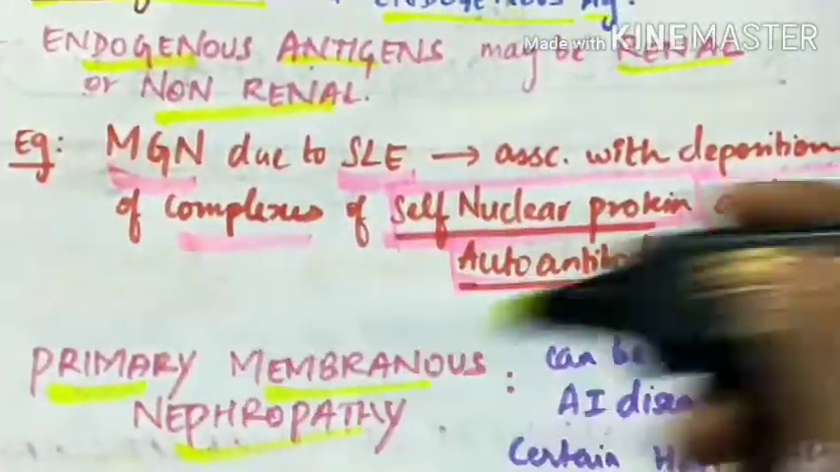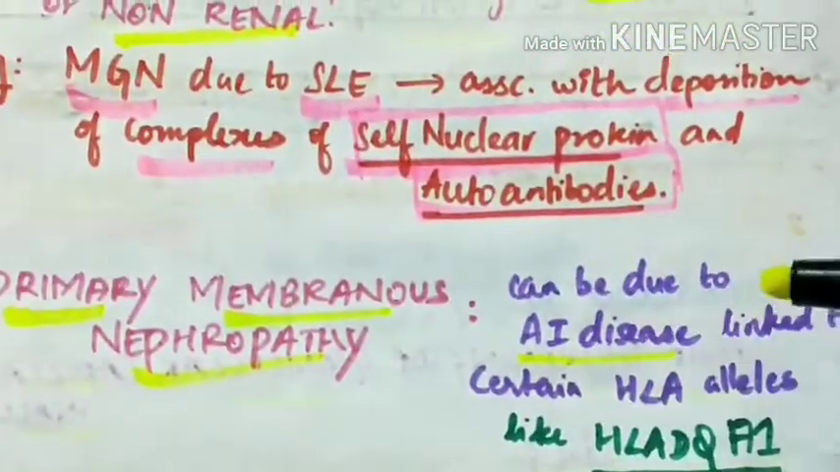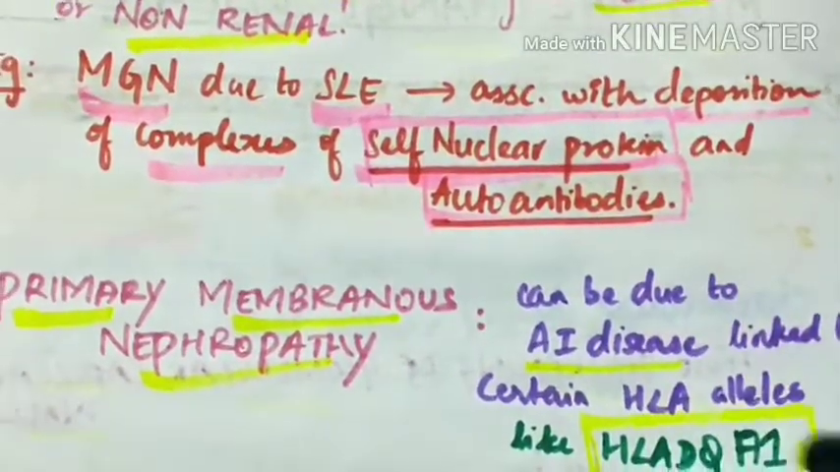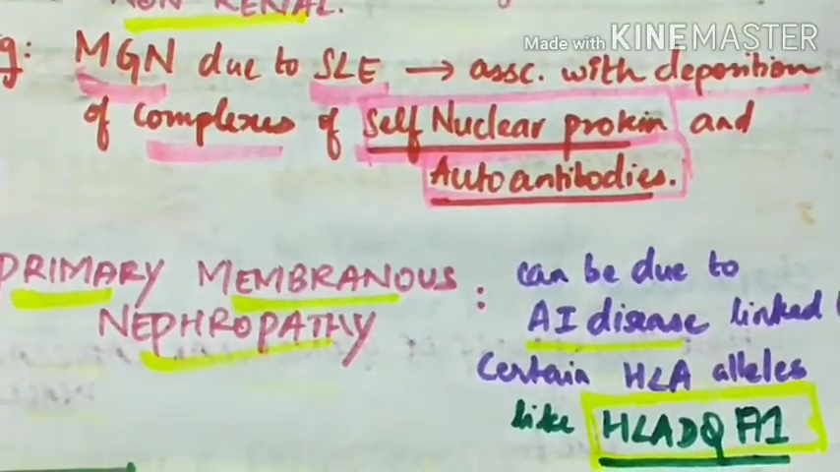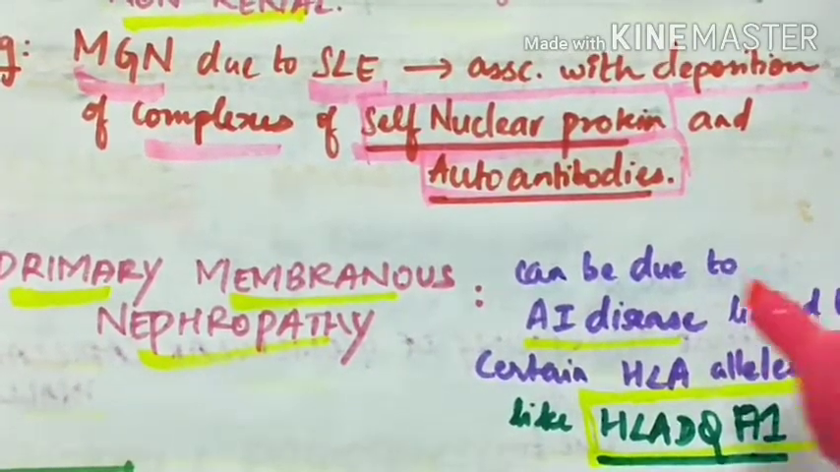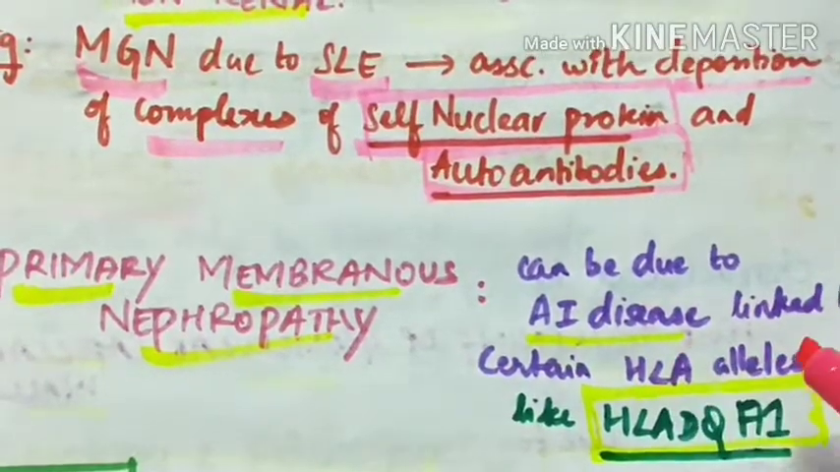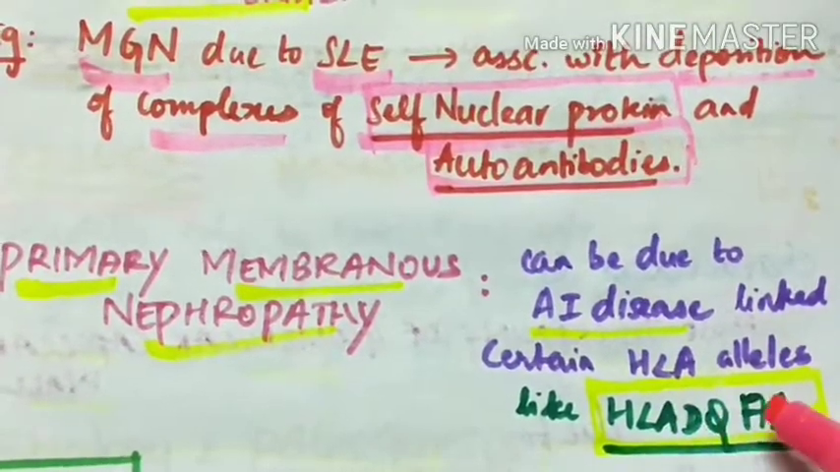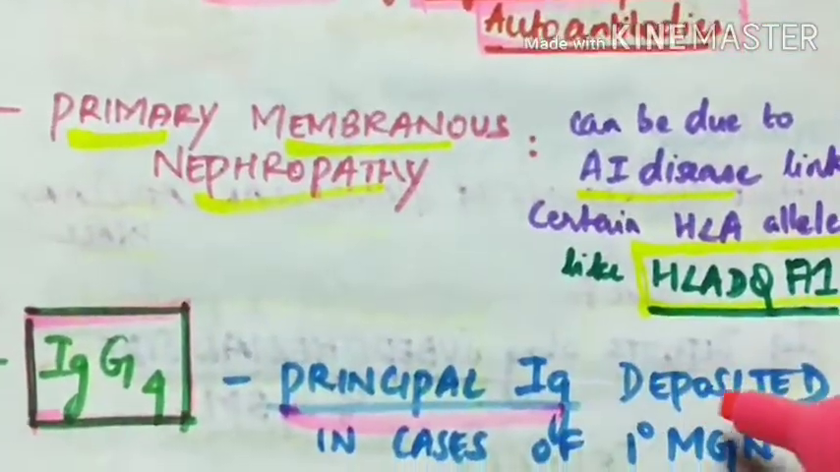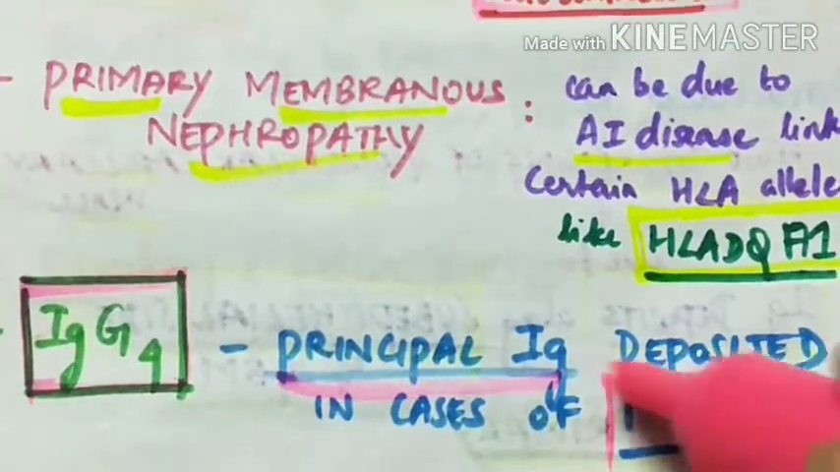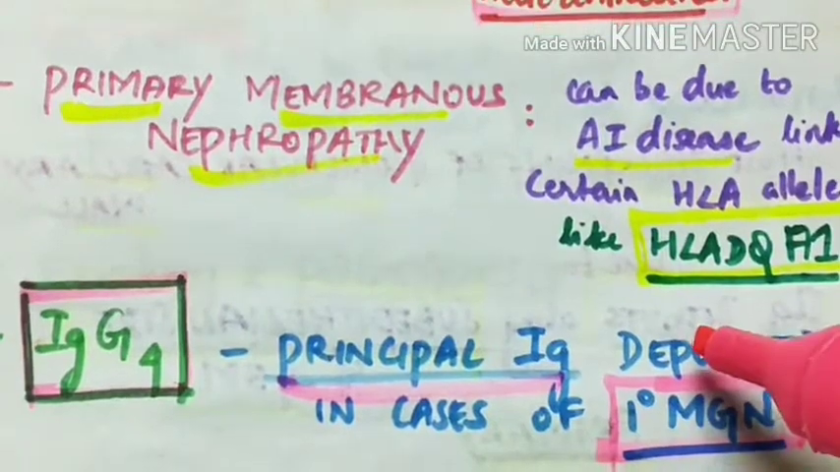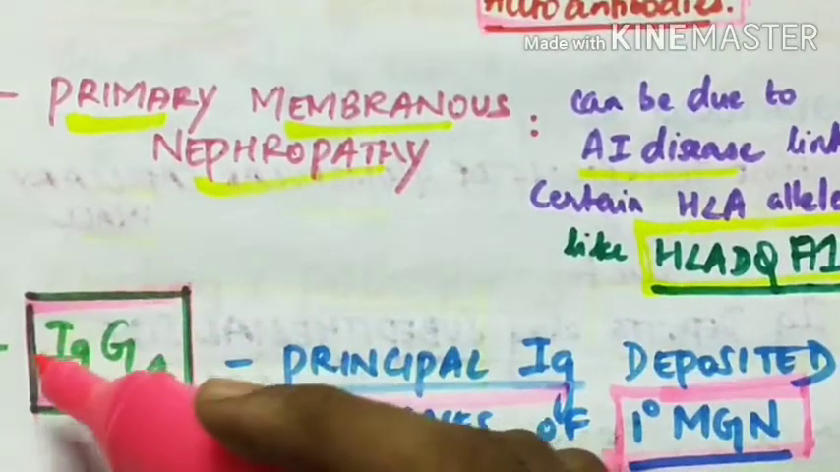Primary membranous nephropathy can be due to autoimmune disease linked to certain HLA alleles like HLA-DQA1. Immunoglobulin G4 is the principal immunoglobulin deposited in cases of primary membranous glomerulonephritis. So the principal immunoglobulin deposited in the subepithelial region is immunoglobulin G4.